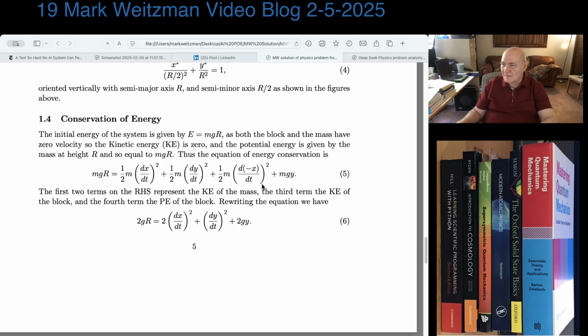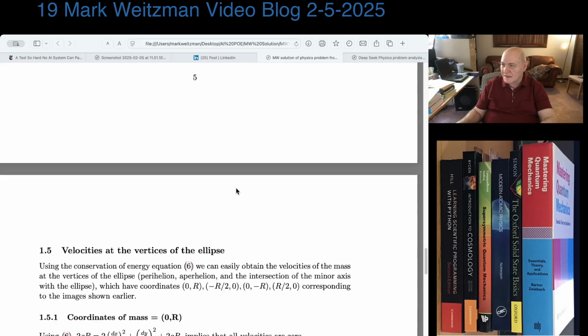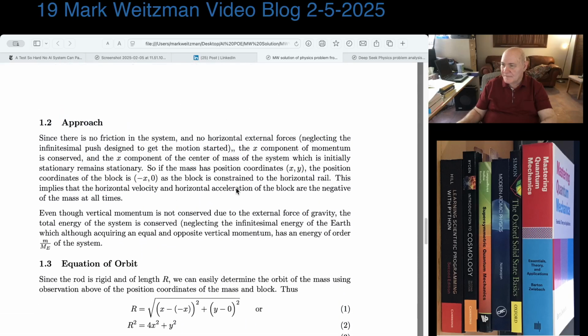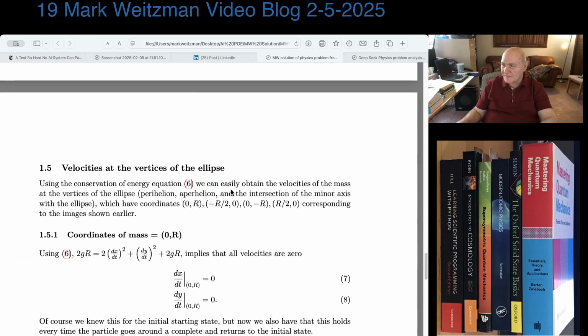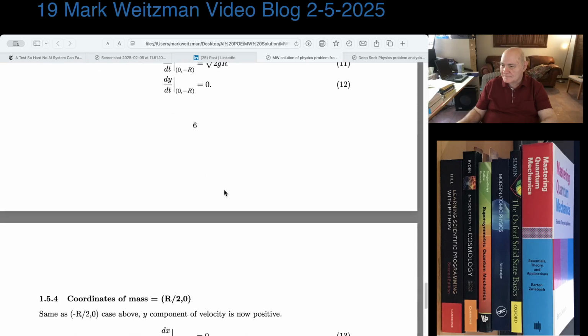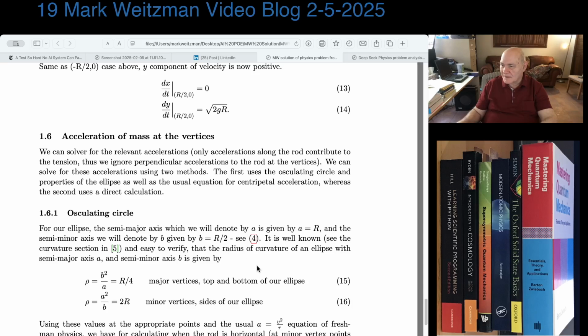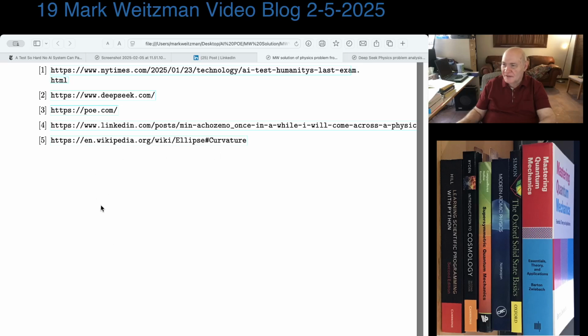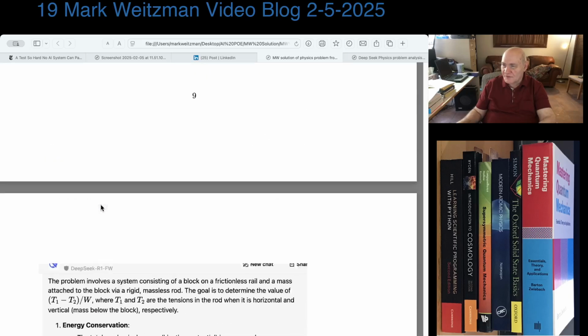Oops, I clicked on that. Okay, sorry, let me get back to where I was. Yeah, so it is okay. This was the reference that I wanted to look at. If I click on that, it will take you to a Wikipedia page on curvature of an ellipse.